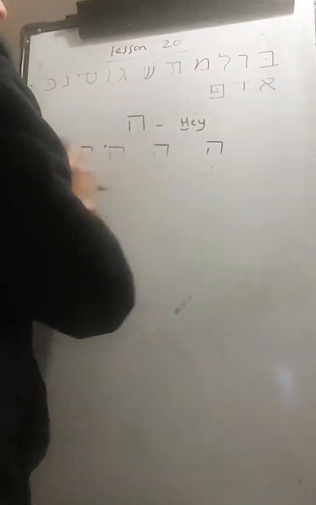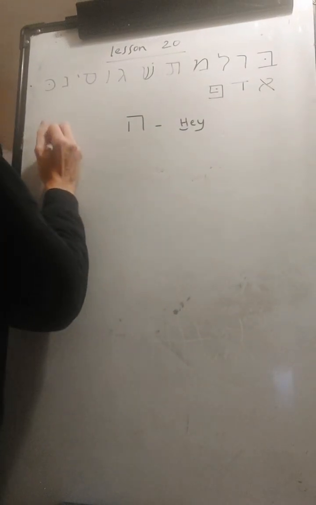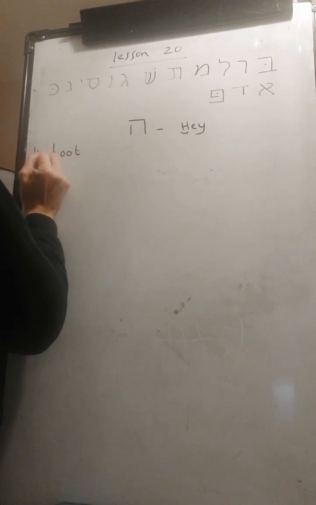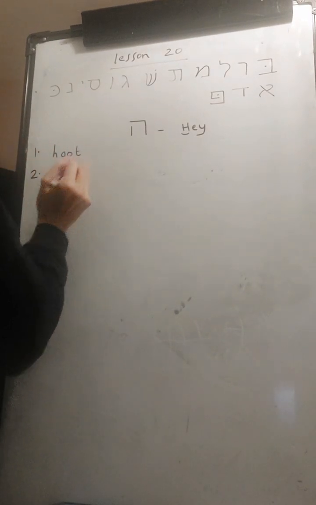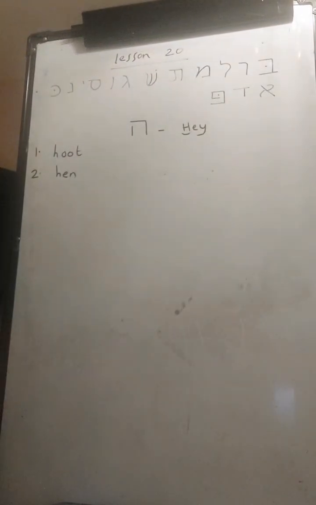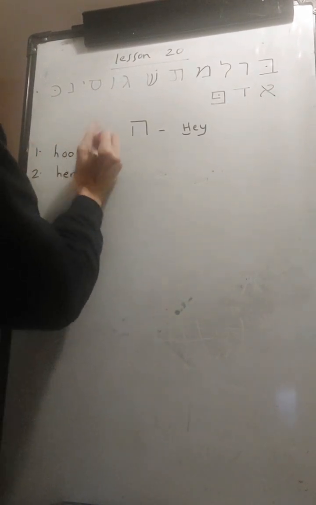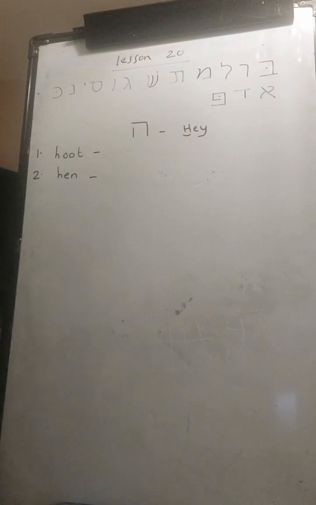So I wanted to have a go of writing the Hebrew letters that can make this sound. So I'm going to put 2 sounds here, hoot and hen. Now, using the consonants we've learned so far and the sounds of the vowels, have a go to see if you can write the letters to go with how it should sound.